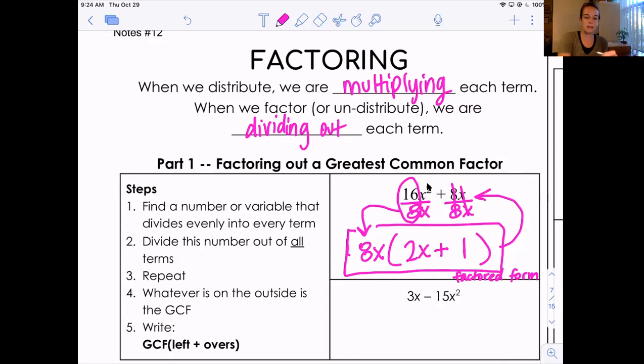So we found a number or variable that divides evenly into each term. We divided that out of all the terms. We repeated that if necessary. Whatever's on the outside is the GCF, that's the 8x. And then we write the leftovers on the inside.